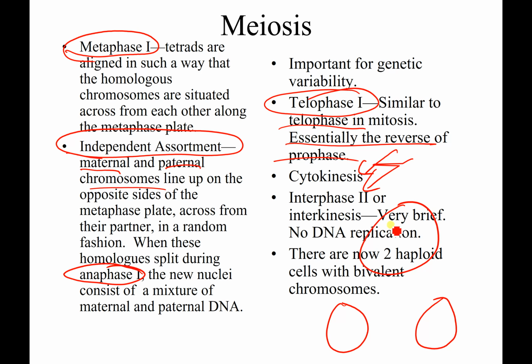The original cell was diploid. These 2 cells are going to be haploid. But the problem, what's not quite right about these 2 cells, is that the chromosomes in there are still bivalent. They're still shaped like X's. And we don't need that. We need our chromosomes at the end of cell division to be just a single strand, a single chromatid. So because of that, we're going to end up with meiosis II.